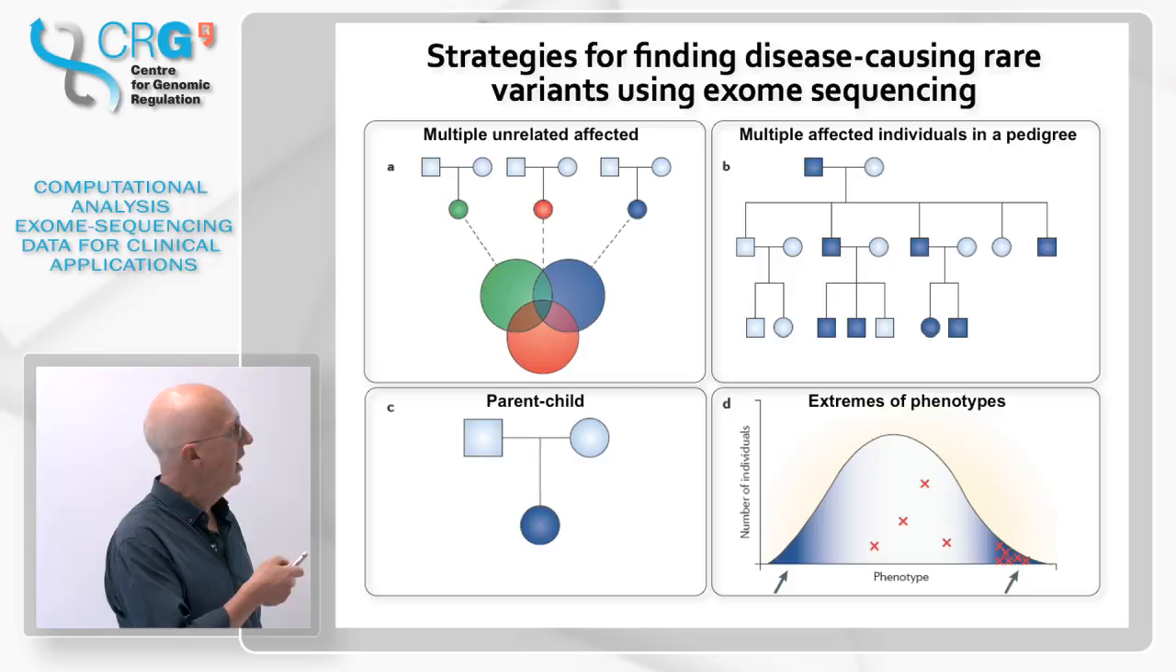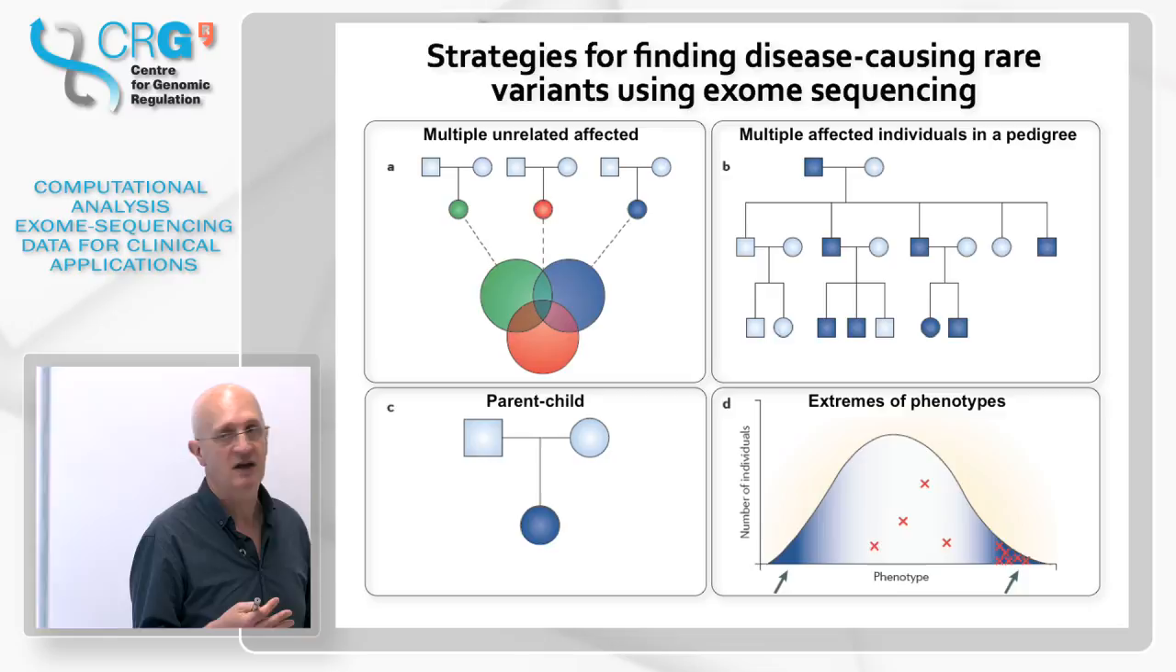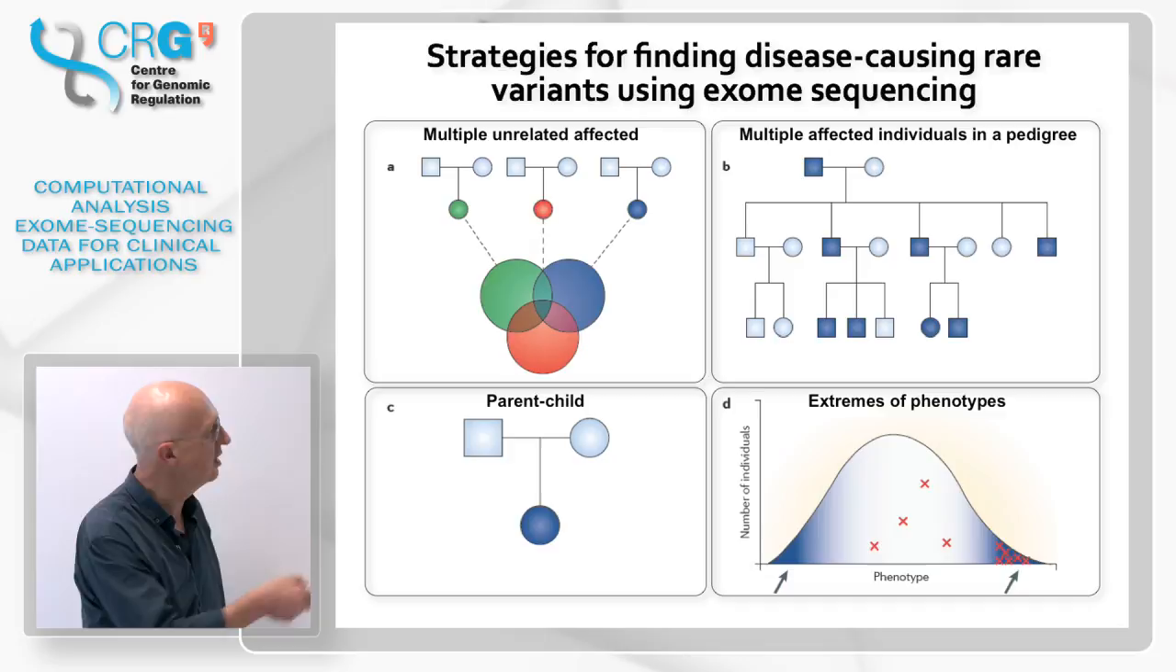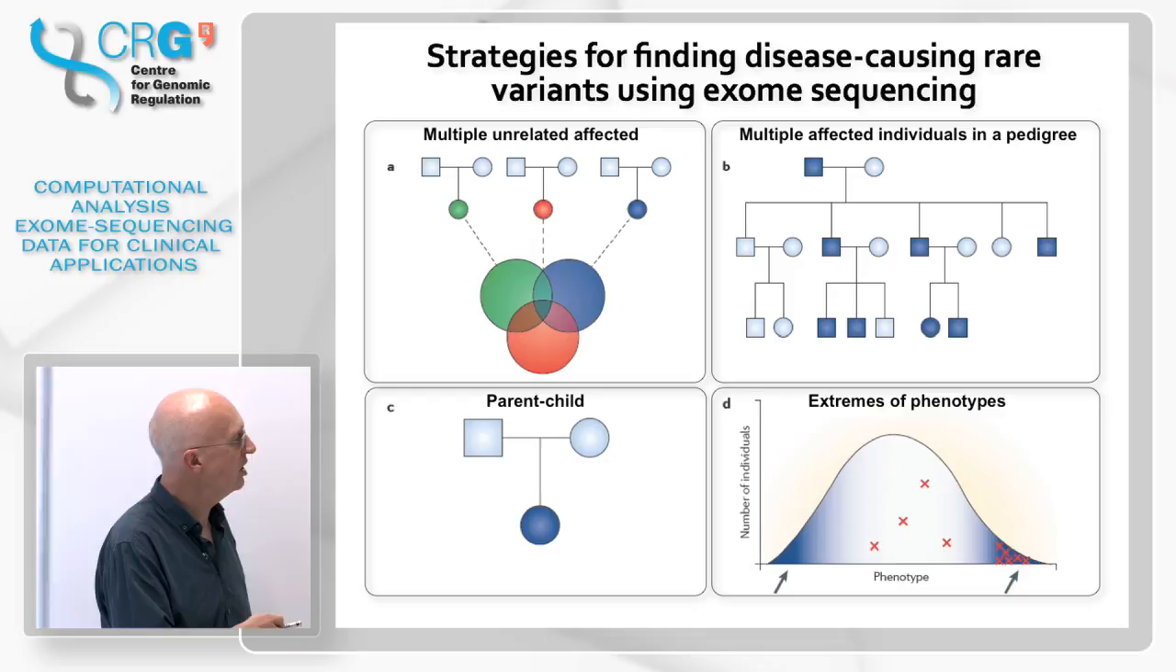Although this is still feasible, in most cases there are not large families. And now what you could do is select some individuals from a given phenotype, affected and unaffected, maybe three affected and three unaffected, and then you could identify the gene and the mutation that is responsible for this.